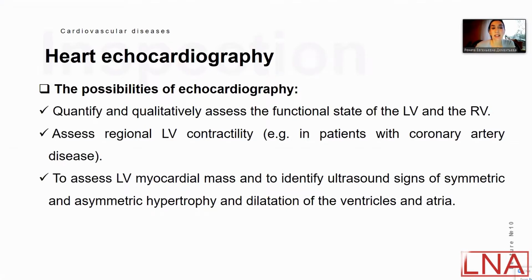Next possibility, to assess left ventricular myocardial mass and to identify ultrasound signs of symmetric and asymmetric hypertrophy and dilatation of the ventricles and atria. So in fact, we can assess all chambers during ultrasound diagnostics, assess the valves and the structure of the valves, and assess the blood flow and find abnormal regurgitation or abnormal stenosis blood flow in case of echocardiography.